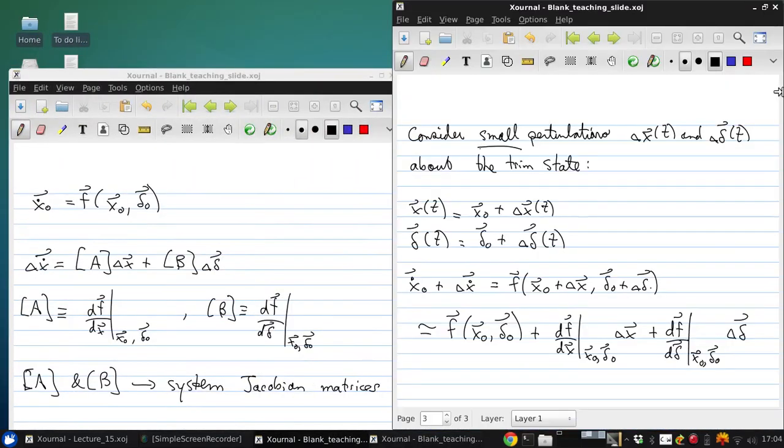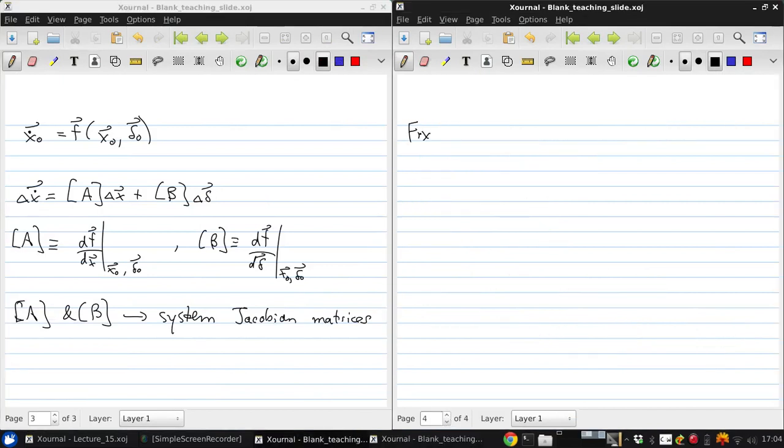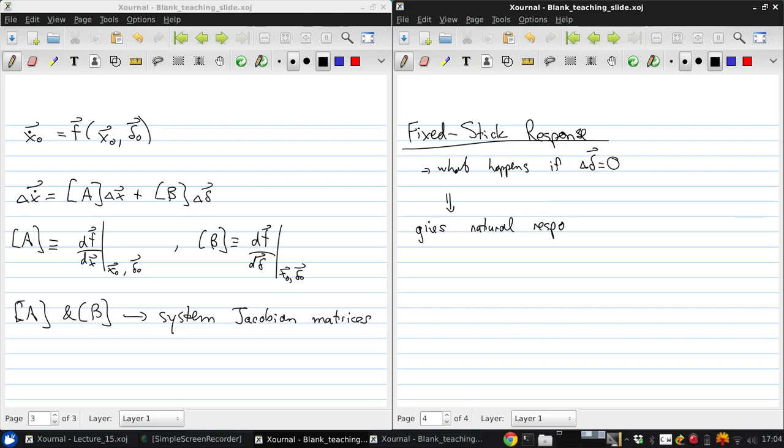Now, let's consider what we call the fixed stick response of our aircraft. This means what happens if delta delta is zero. So we set our controls for the trim state and then we do not touch them after that. We hold them where they are for the trim state. This gives what we call the natural response of the aircraft, which is used to assess stability.